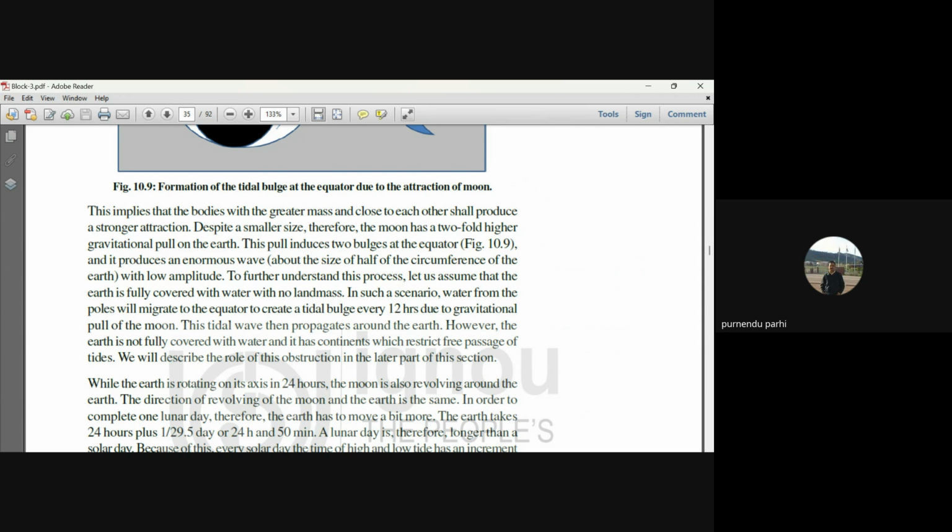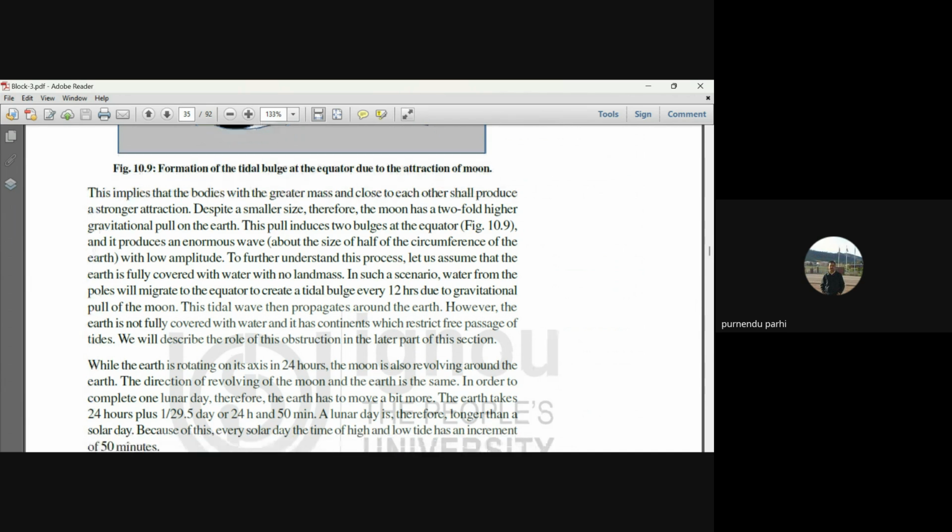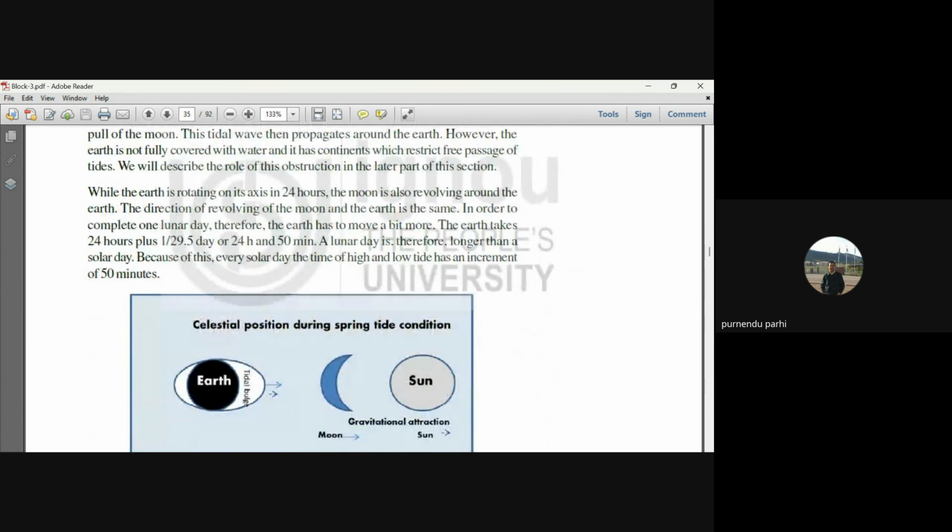However, the earth is not fully covered with water and it has continents which restrict the free passage of tide. We will describe the role of the obstruction in the later part of the section. While the Earth is rotating on its axis in 24 hours, the Moon is also revolving around the Earth. The direction of the revolving of the Moon and the Earth is the same. In order to complete one lunar day, therefore, Earth has to move a bit more.